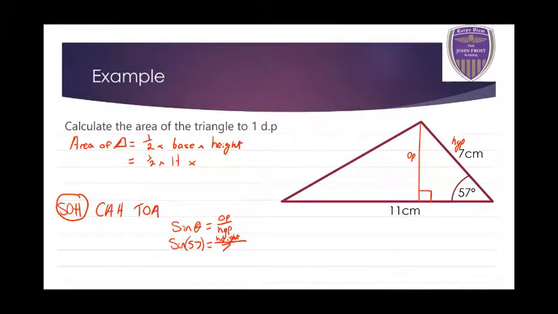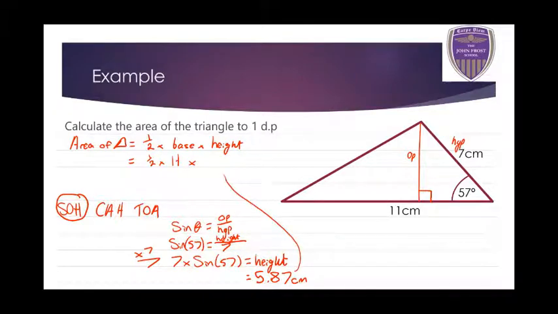Now we can't do much when height is divided by 7, so we're going to rearrange this. We're going to multiply both sides by 7. So we get 7 times sine 57 equals our height. And if you type that into a calculator to 2 decimal places, you would get 5.87 centimeters, okay?